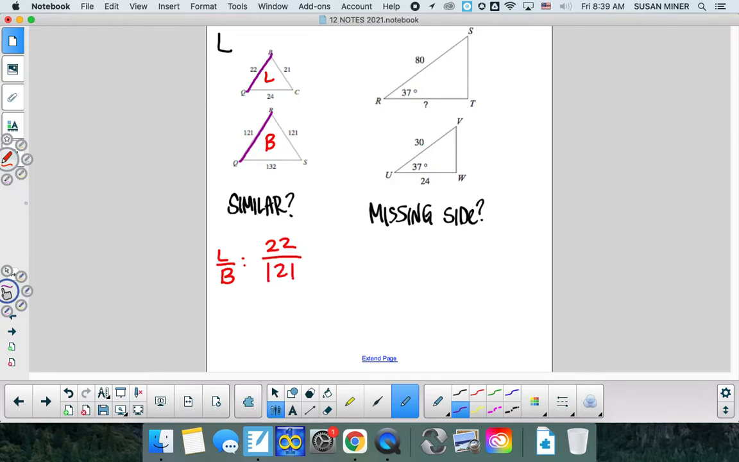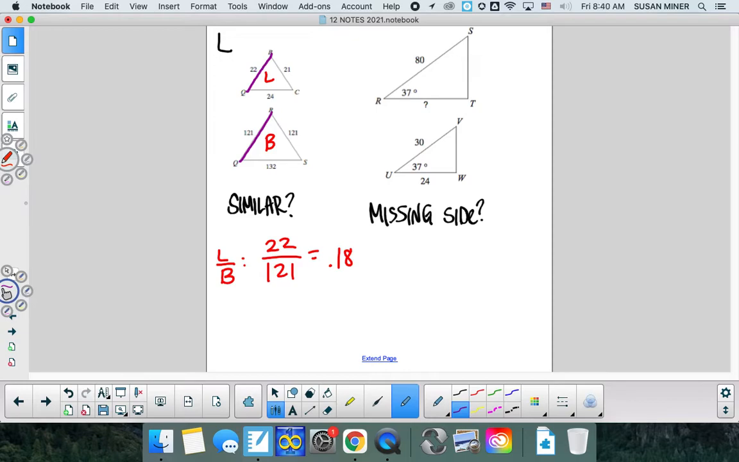And then I'm just going to divide these two numbers in my calculator and see what I get. It doesn't really matter what my scale factor is. I don't even know what it is. But I'm just going to do 22 divided by 121. And remember, any fraction is just a division problem. When I do that, I get 0.18. Okay, so far so good, right?